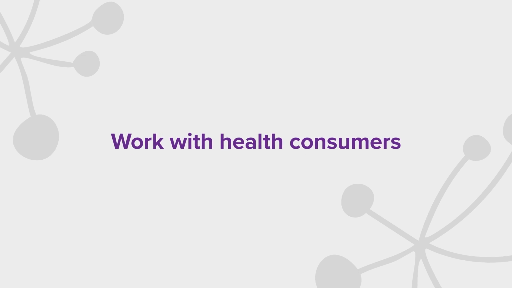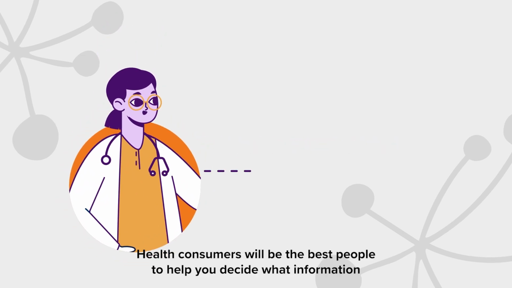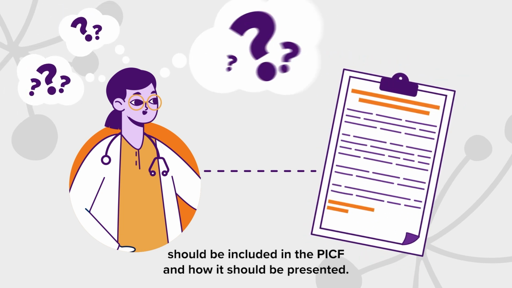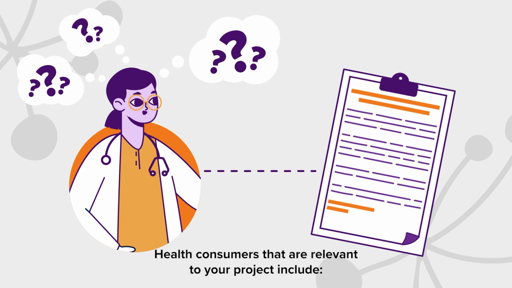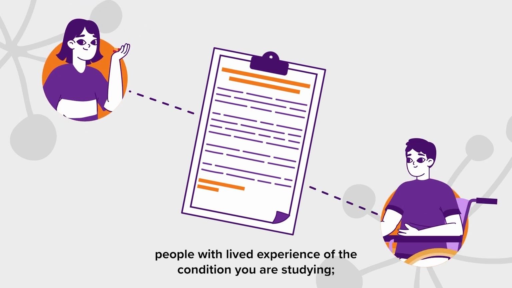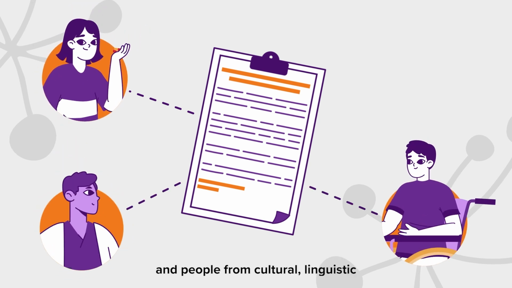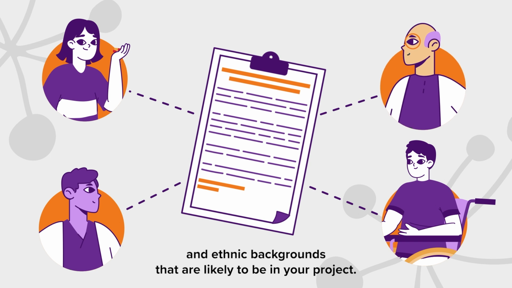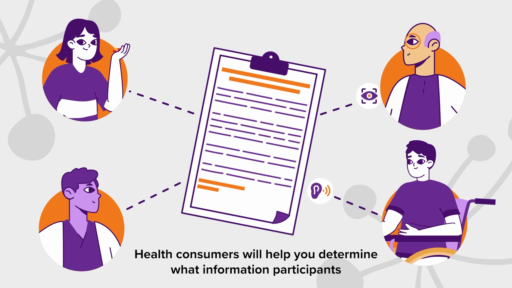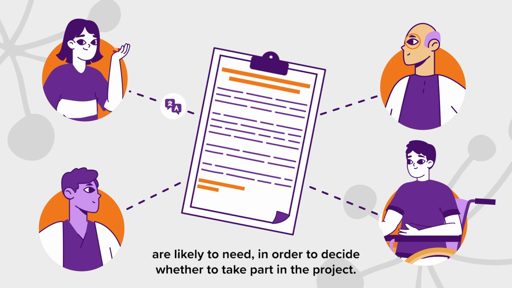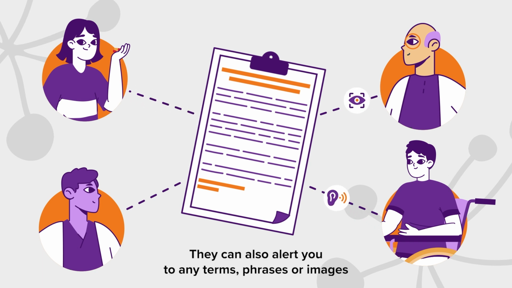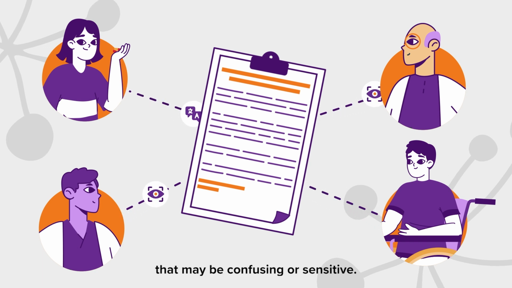Work with health consumers. Health consumers will be the best people to help you decide what information should be included in the PICF and how it should be presented. Health consumers that are relevant to your project include people with lived experience of the condition you are studying, and people from cultural, linguistic, and ethnic backgrounds that are likely to be in your project. Health consumers will help you determine what information participants are likely to need in order to decide whether to take part in the project. They can also alert you to any terms, phrases, or images that may be confusing or sensitive.